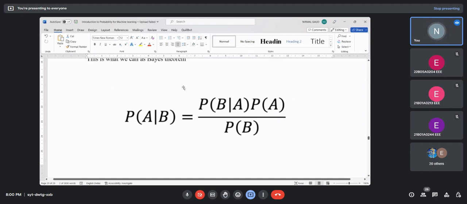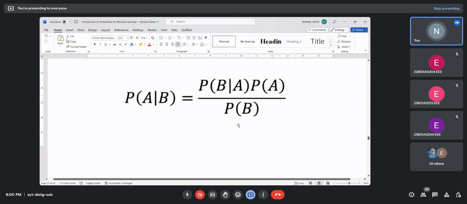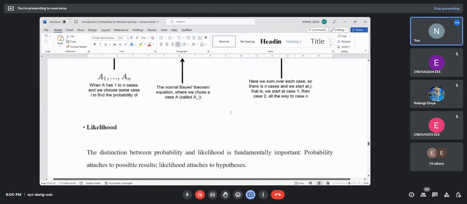You need to focus upon this formula only: P(A|B) equals P(B|A) P(A) upon P(B). P(A) is the probability of A, P(B) is the probability of B, and P(B|A) is the probability of B given A. That's what my Bayes theorem says. So how to remember? If someone says P(A|B), you need to flip it to P(B|A). Whatever is in the denominator, you write it here as P(A), and whatever is in the numerator, you write in the denominator as P(B). That's what you need to remember. So this is your Bayes theorem, very much important.